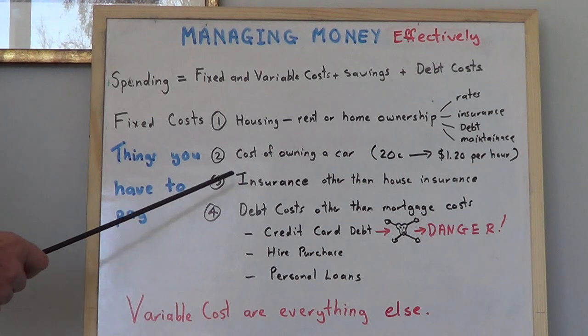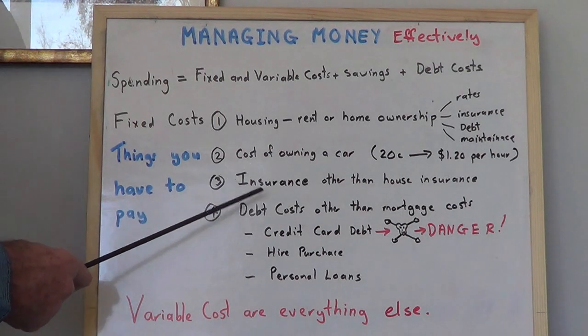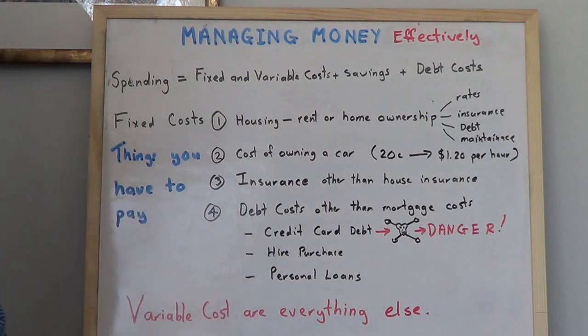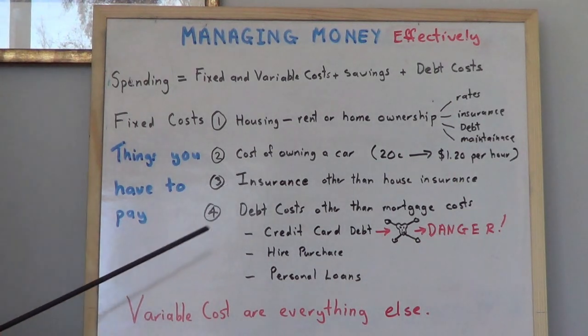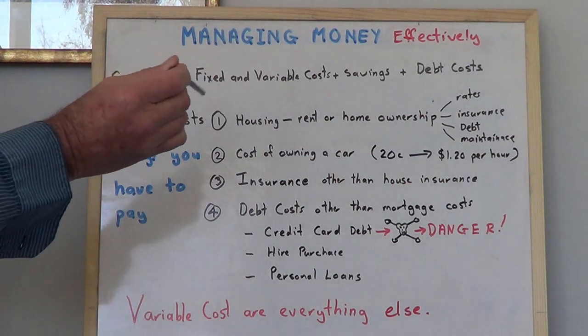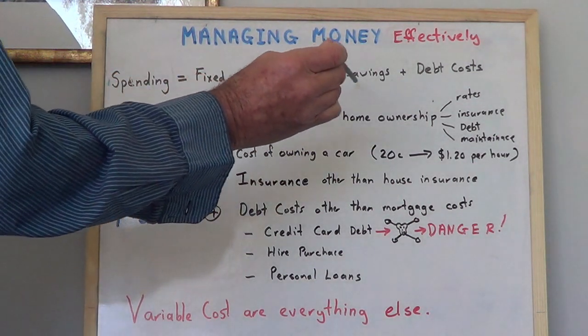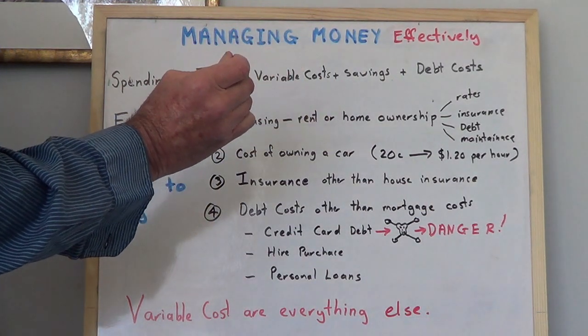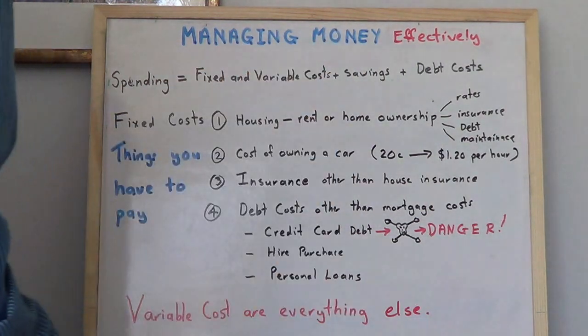Then you've got insurance costs, if you've got other insurance than house insurance. You've also got debt costs over here. And if you don't have debt costs, you are very, very lucky, and all you'll have to do is save and spend money on your fixed and variable costs.